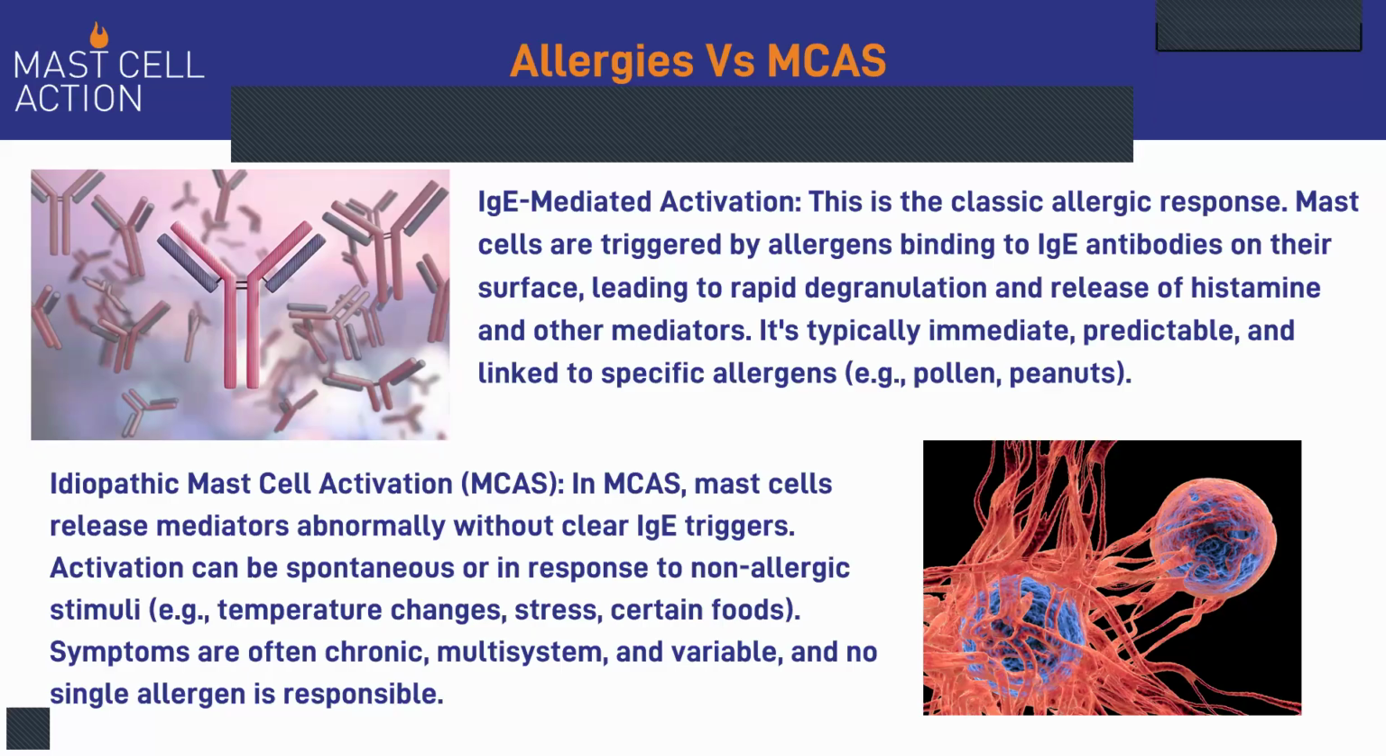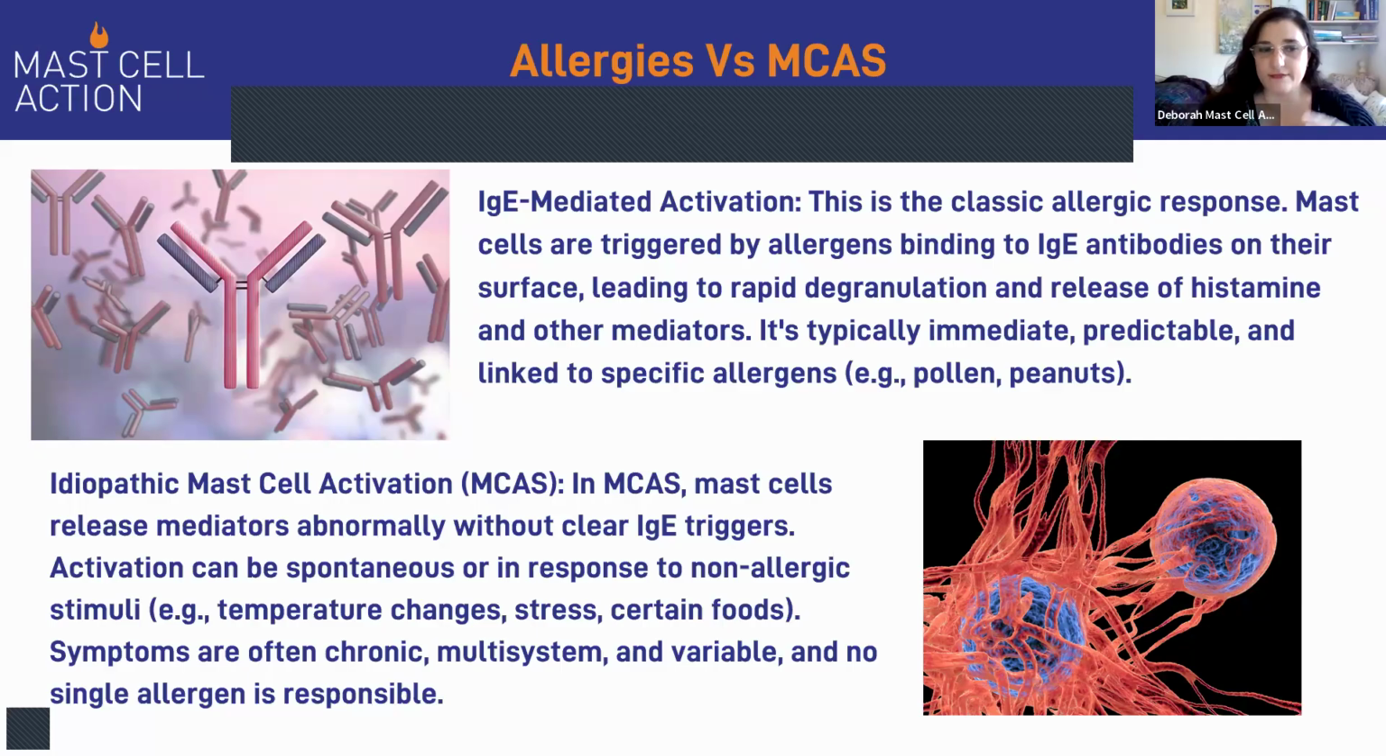Thank you. So, thinking about the difference now between allergies and MCAS. So IgE mediated activation of mast cells. That's how mast cells are supposed to be activated. It's a classic allergy response. Mast cells get triggered by an allergen that binds to that immunoglobulin antibody on the surface and triggers them to degranulate, to release all of their chemicals, and it's immediate, it's predictable, and it's linked to a specific allergen. So you're allergic to peanuts, you're producing antibodies against peanuts. Every time you eat a peanut, you react to it. You only react to peanuts. That's a classic IgE mediated allergy.